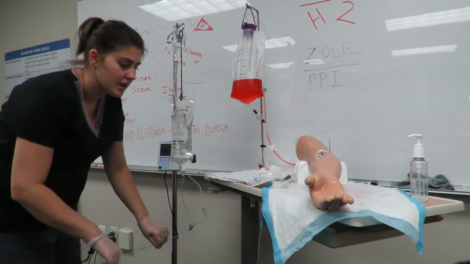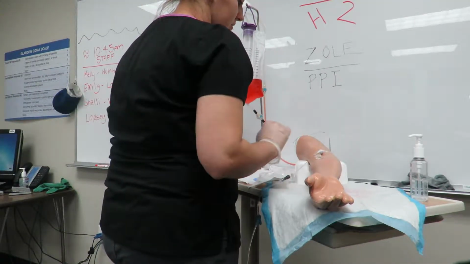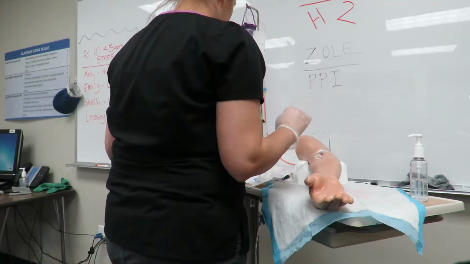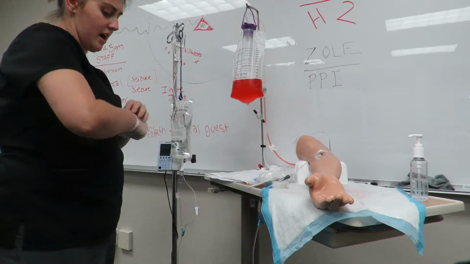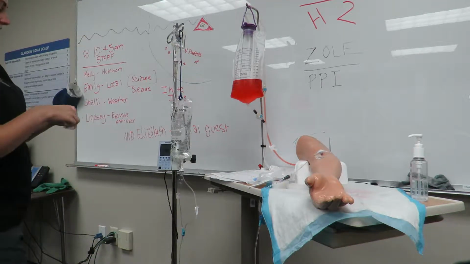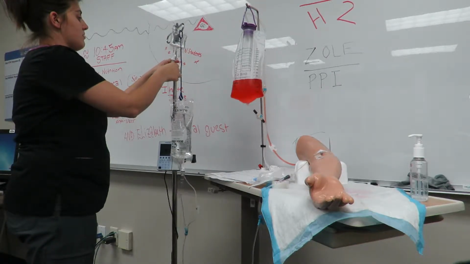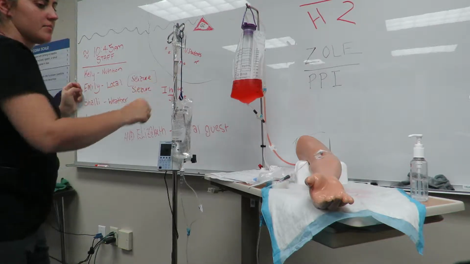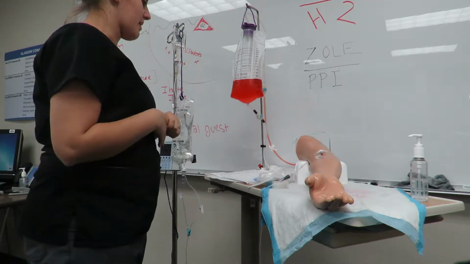It says open, it is infusing. My line is good, that looks good, no sign of infiltration. It is going into your vein there. Everything is good there. Now I'm going to label my tubing. I have my name, time, and date on this label here. And then I would document that I have started the antibiotic.